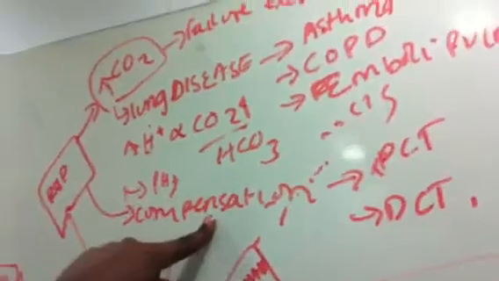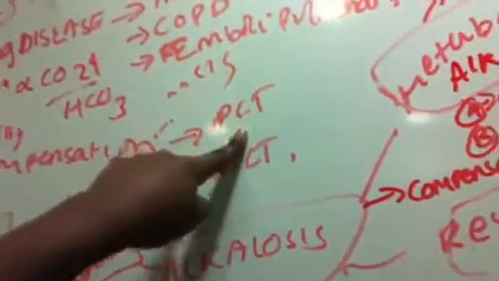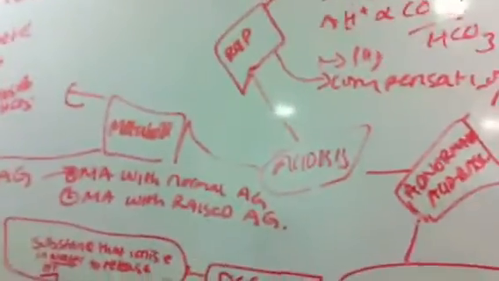Increased CO2 will increase H+, and hence you become more acidotic. Compensation through the kidney, the PCT, through what? The compensation of the PCT in acidosis is trying to reabsorb as much bicarbonate as possible, and the DCT enhances excretion of H+. Yeah? Okay, brilliant. And then you've got metabolic acidosis, which is due to failure to excrete.